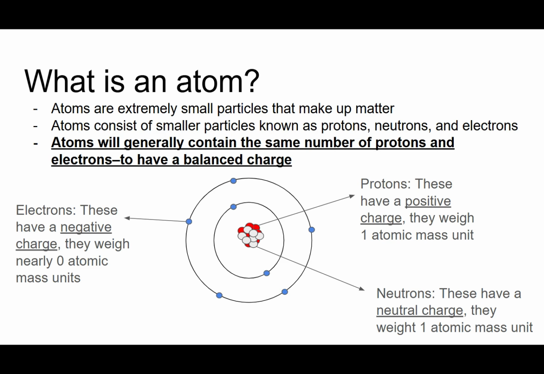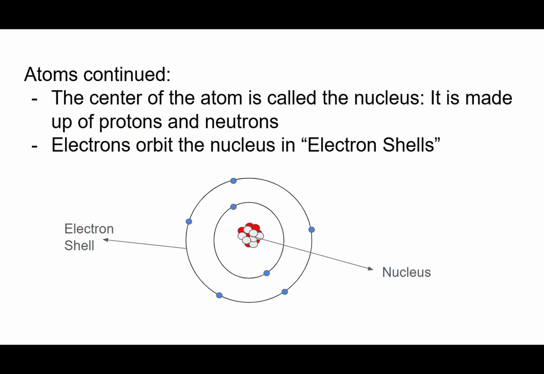Atoms will generally contain the same number of protons as electrons because they need to have a balanced charge. You can't have one extra proton than an electron because then the atom in general will be positively charged, which will make it unstable. The center of the atom is called the nucleus. It is made up of protons and neutrons. It's the circle in the center. And the electrons orbit the nucleus in electron shells, these rings that we have around the nucleus.